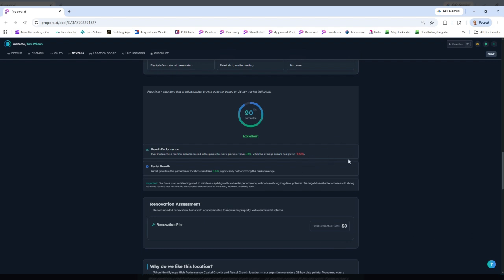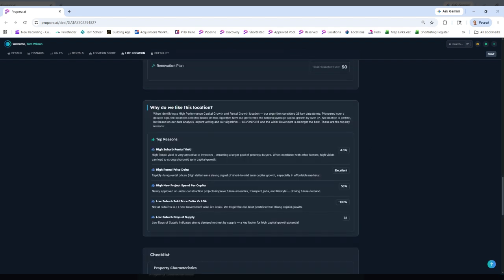I would talk about why we like this location. This can all be referenced on the deal sheet. And look, I'll just go over this section with the client as to why we like this location. So obviously we've got the 26 key data points, but these are really the top 5 as to why we specifically like this property and why we like the location in general. So top reasons being for this property: high suburb rental yield, high rental price delta, high new project spend per capita, low suburb sold price delta versus LGA, and low suburb days of supply.